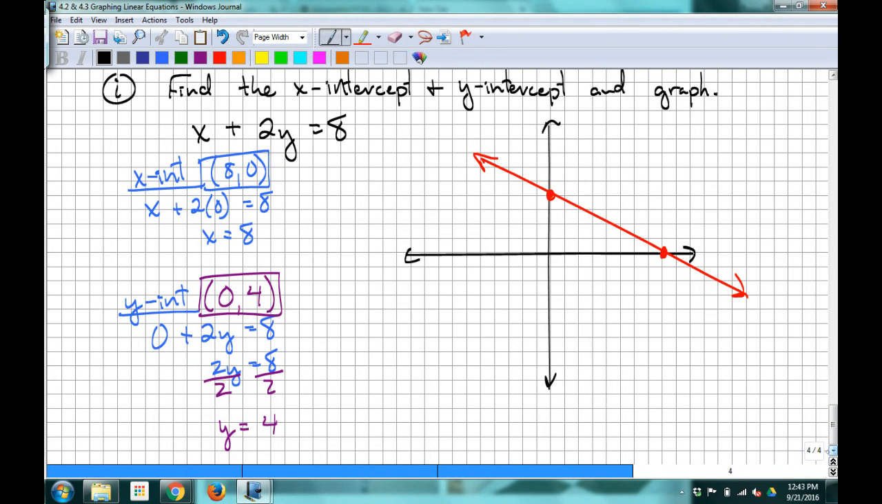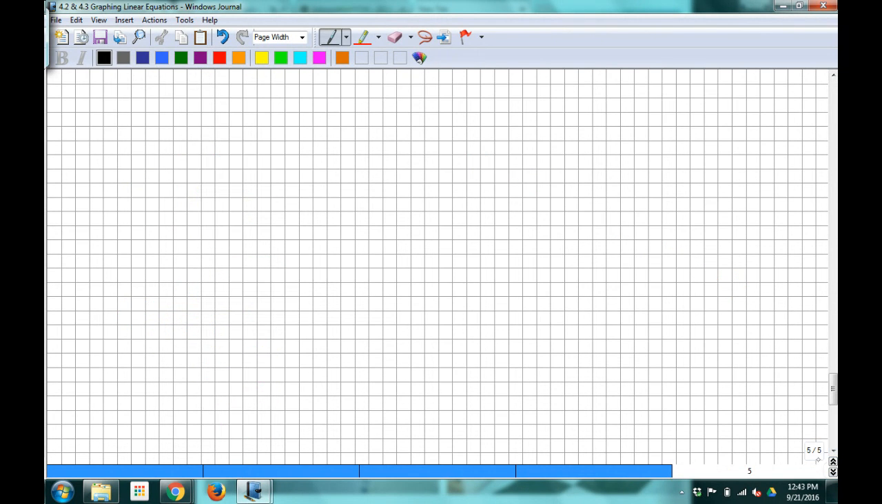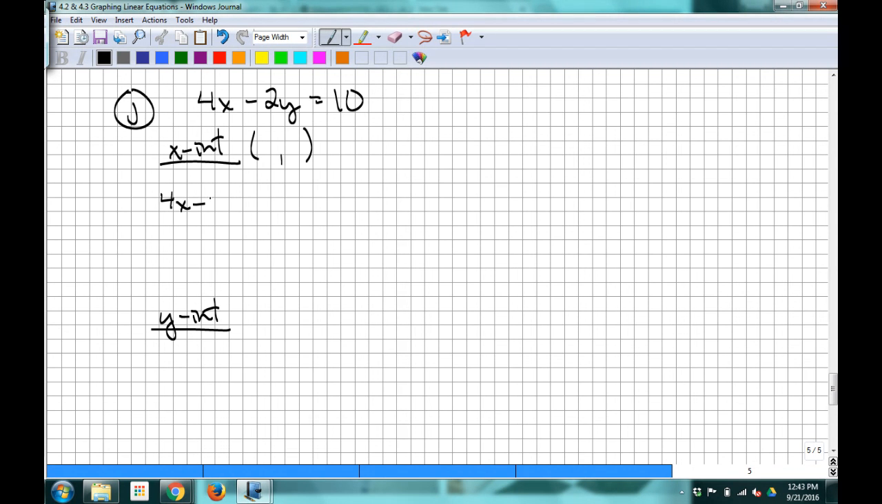All right. Let's look at another one that maybe doesn't work out as cleanly as the last two have. Let's say we had 4x minus 2y equals 10. I want us to find the x and y-intercepts, and then we'll graph it. Okay. So to find the x-intercept, what do we do? Plug 0 in for y. 4x minus 2 times 0 is 10. 4x equals 10.